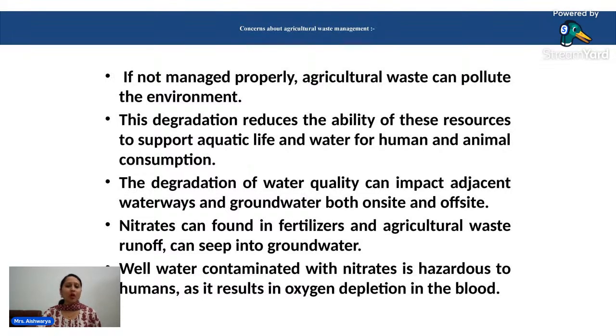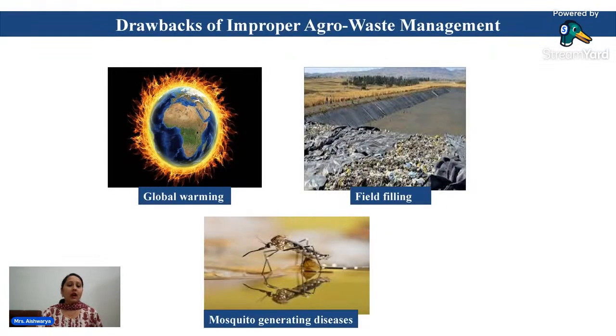And the drawbacks of improper agro waste management are like these. First one is global warming, which is a worldwide problem. Second one is field mosquitoes generating diseases. And due to this environmental pollution in the village, the soil is polluted and degraded, and there is a loss of cultivation capacity in the soil. With more usage of fertilizers, the soil gets degraded, and the productivity of the crop decreases, which is faced by the farmers themselves. Next is our benefits of agricultural waste management.